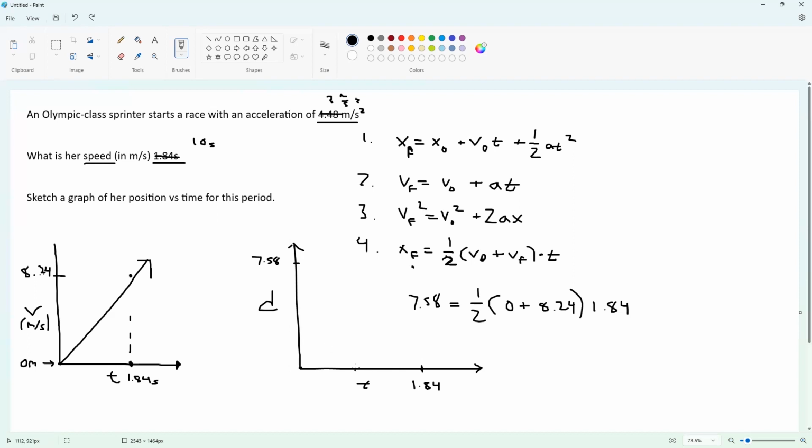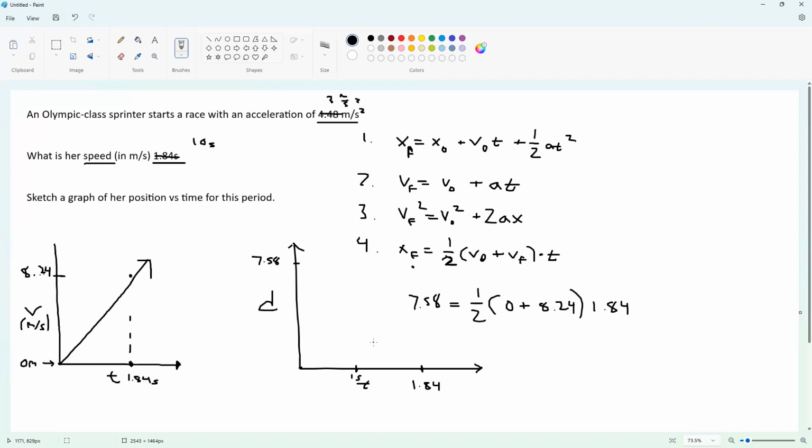Okay, so let's try to calculate her distance at 1 second. 4.12. That is, no, that's not correct. That's not correct. I gave you the time.